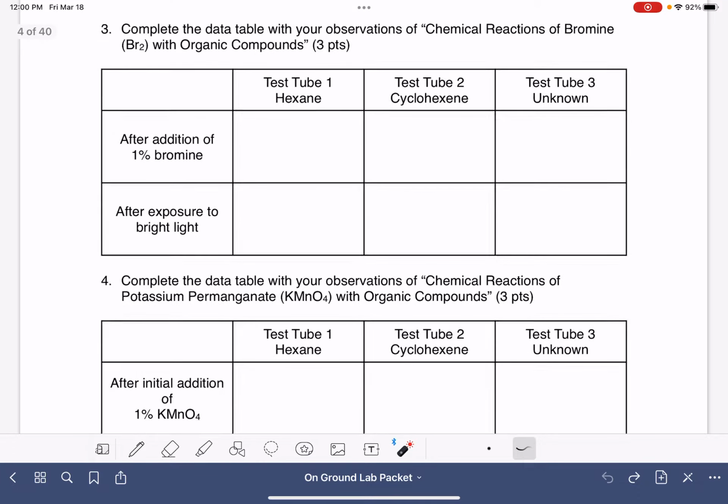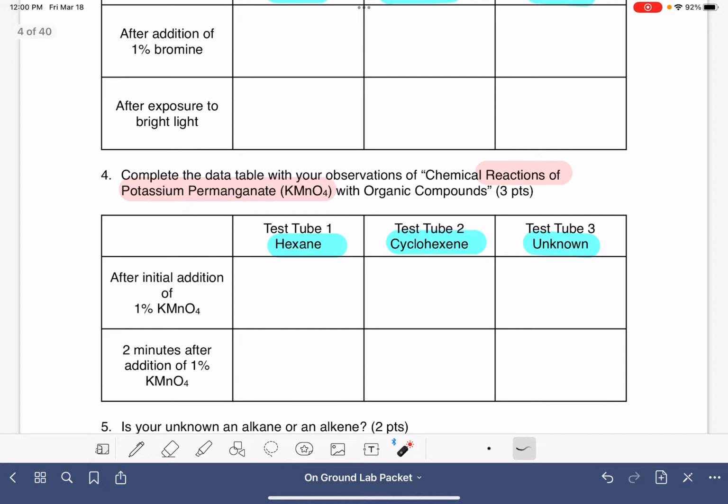Questions 3 and 4 ask you to report your observations for the reactions with bromine and the reactions with potassium permanganate, for hexane, cyclohexane, and your unknown. And in these boxes, you're just going to be recording the color of the solution or any color change that might have taken place, something along those lines.